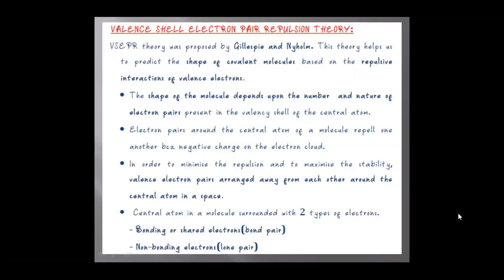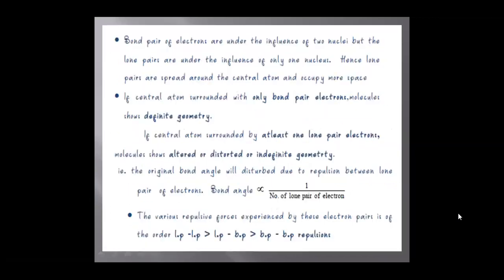The central atom in a molecule is surrounded by two types of electrons: bonding or shared electrons, that is bond pairs of electrons, and non-bonding electrons, that is lone pairs of electrons. Bond pairs of electrons are under the influence of two nuclei, but lone pairs of electrons are under the influence of only one nucleus. Hence, lone pairs of electrons are spread around the central atom and occupy more space.